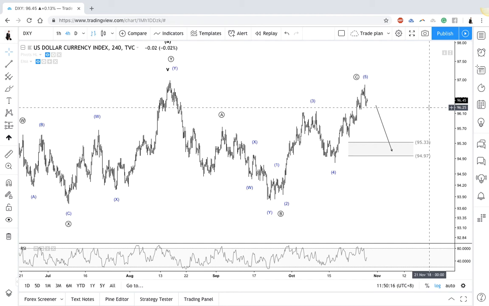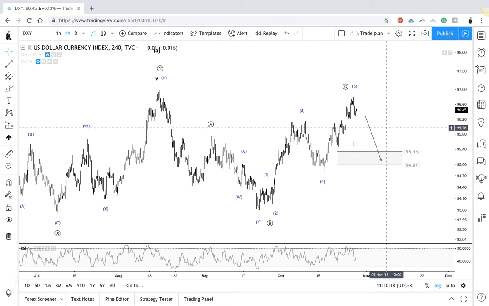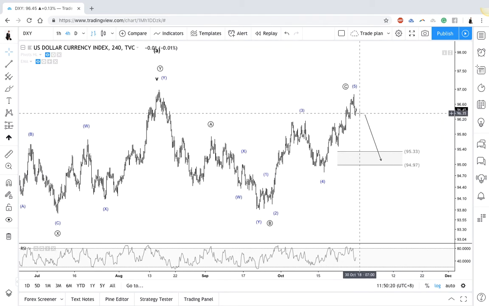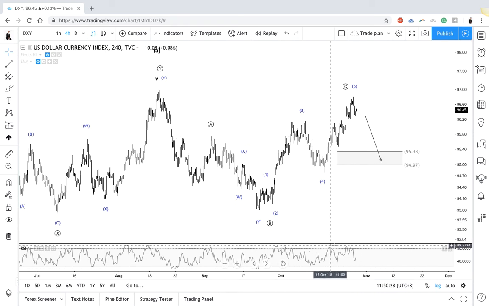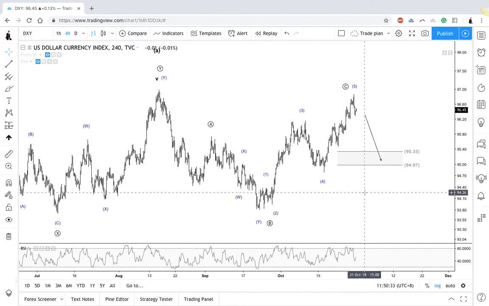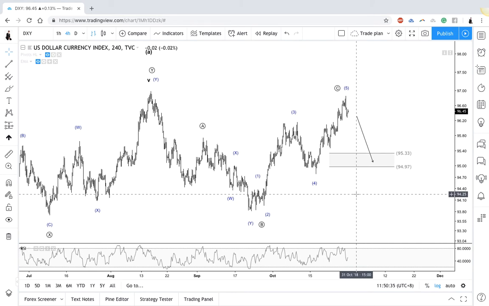Over here on the technical chart, you can see that the US dollar has been rallying, so a potential reversal would be to the downside. If you look at this chart alone, you can also see certain divergence happening in the RSI, again signaling a potential reversal.